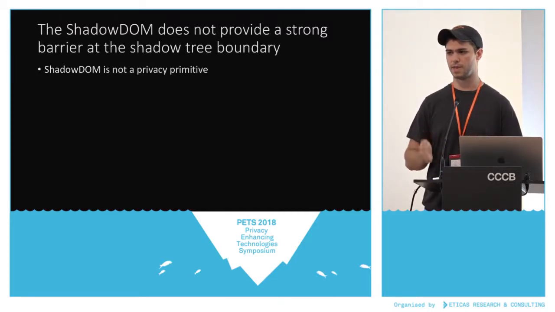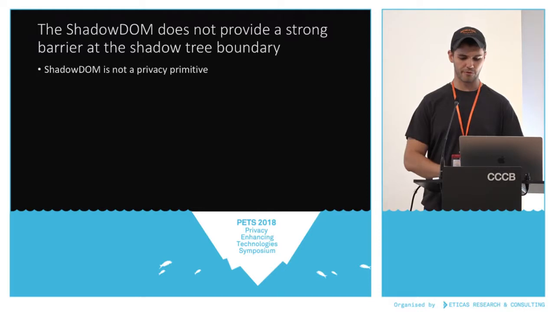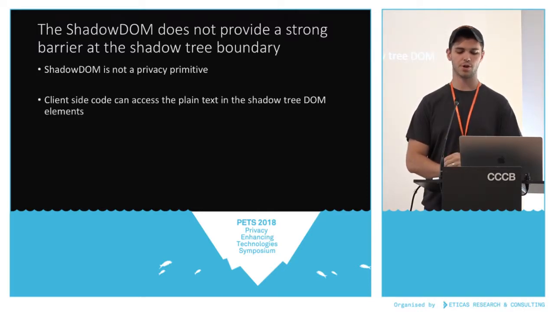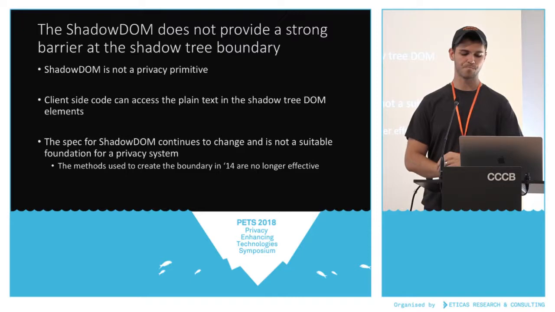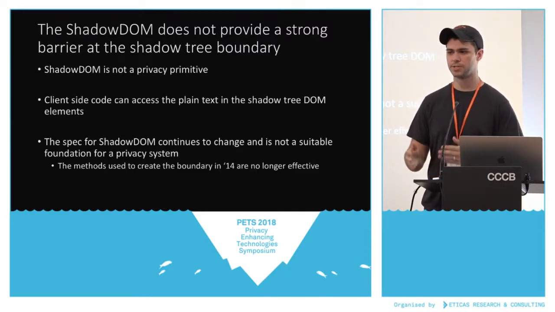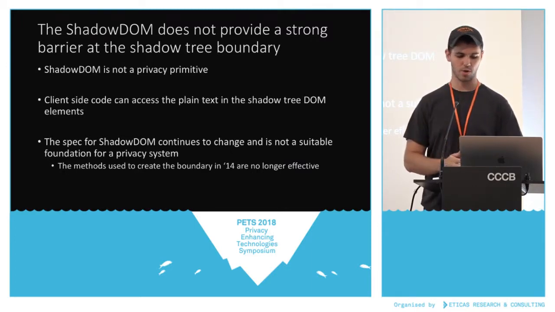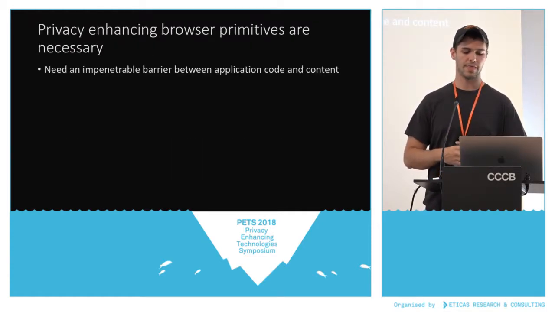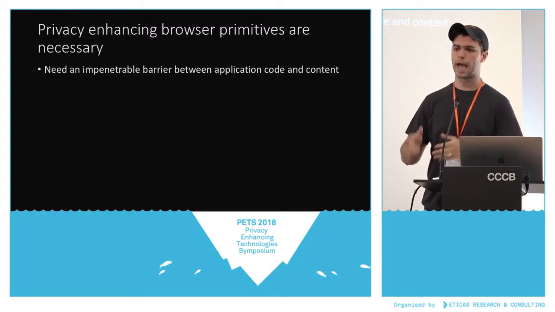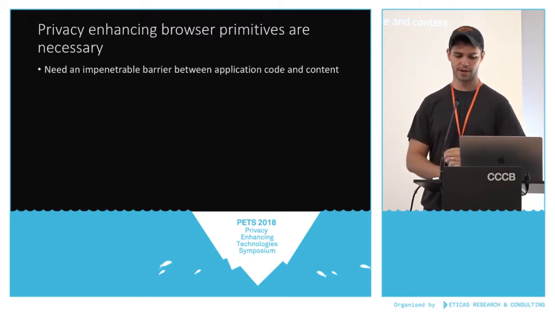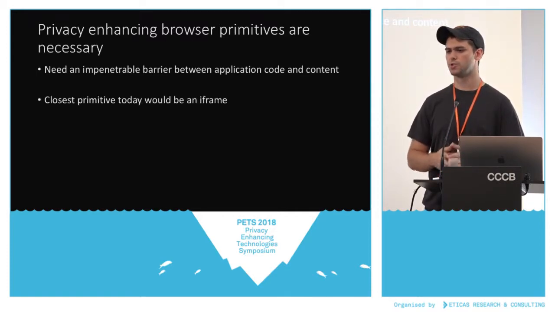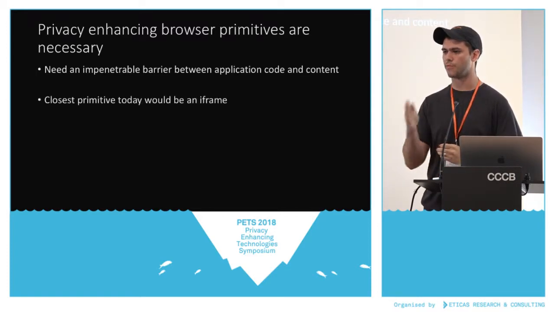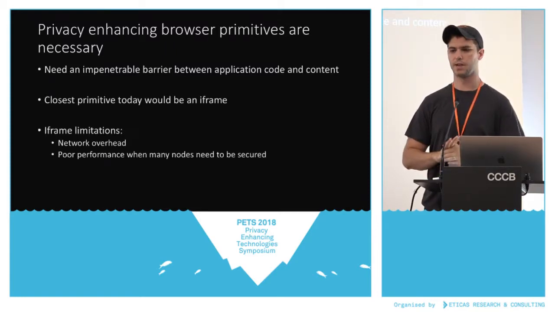It was implemented to make UI developers' lives easier, and therefore it has changed over the years. Client-side code can access this stuff very easily now. When it was written back in 2013, ShadowCrypt implementers were actually able to create that secure boundary, but since the spec has changed, it is no longer able to secure that boundary. So what we need are privacy-enhancing browser primitives. We need something that can provide an impenetrable barrier between application code and the content that the browser is rendering. The closest thing we have right now is an iframe, so you could think maybe we can have an iframe-based solution that provides that strong barrier, but iframes have a ton of limitations.